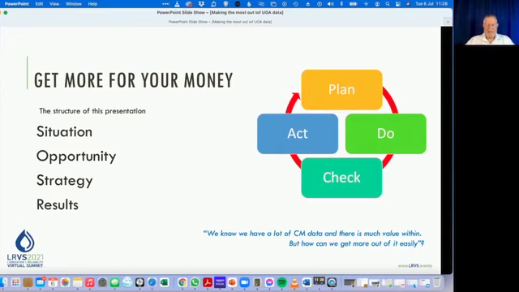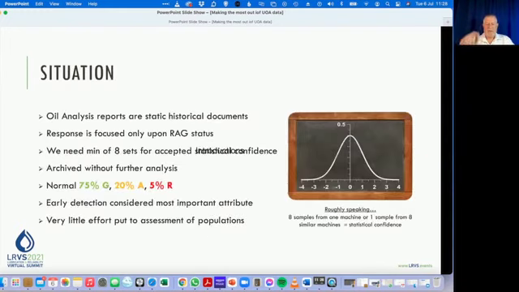But the question we're trying to respond to is that we know we have a lot of condition monitoring data, and we know there's much value buried within it, but how do we get it out easily without having to spend lots of time running spreadsheets and building graphs and building trends? Well, the answer to that simply is to do it as the data goes into the database when you're actually doing each individual assessment. And what I mean by that is our oil analysis reports, and for that read condition monitoring reports, are very often viewed as static historical documents.